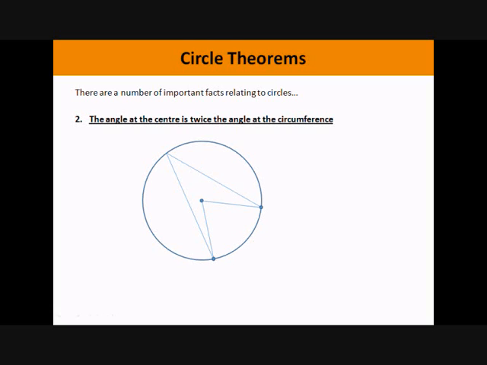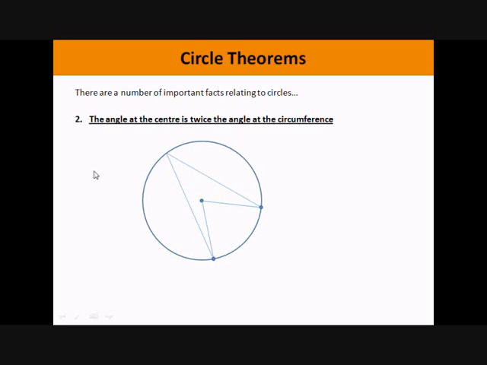Theorem 2. The angle at the center is twice the angle at the circumference. Okay, this is all about having 2 points on the edge, one there, and then you make an angle up to the center from those 2 points, and then from the same 2 points you make another angle up to the far edge, up to the circumference.